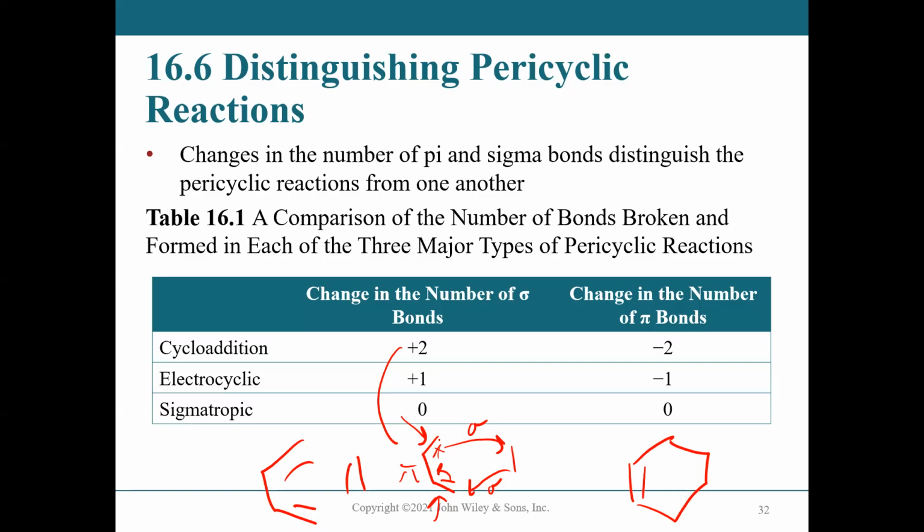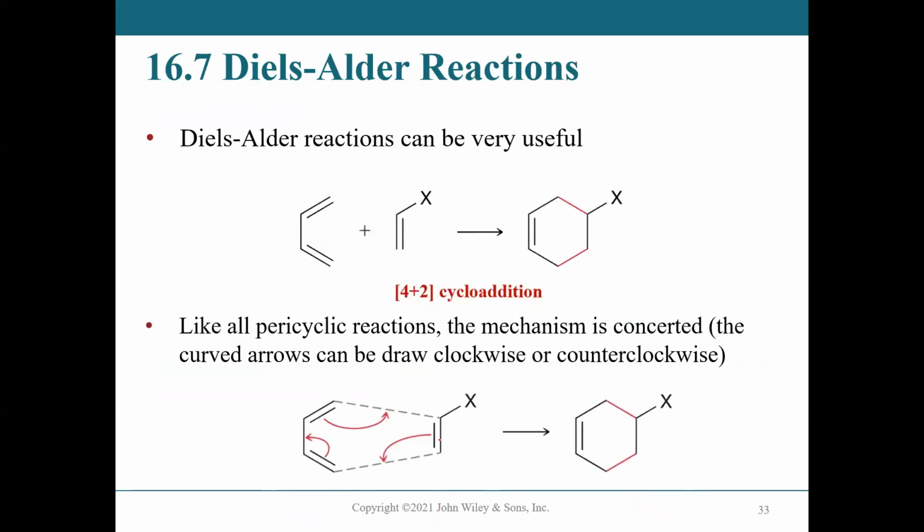One type of cycloaddition that's very common is called the Diels-Alder reaction right here. Like all pericyclic reactions, the mechanism is concerted. The curved arrows can be drawn clockwise or counterclockwise, it doesn't matter. But we gain 2 sigma bonds and we lose 2 pi bonds, don't we?